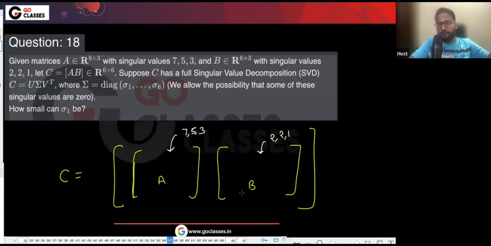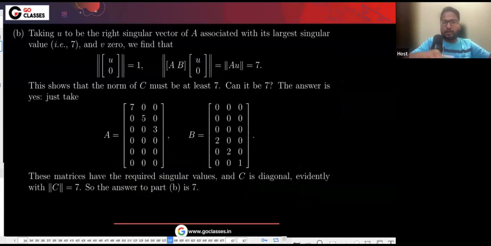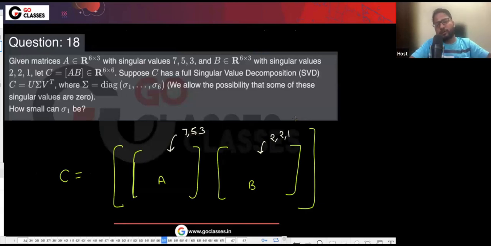What is sigma 1? Sigma 1 is the first singular value, right? Did anyone solve that question? Let's see how they have solved this question. Taking u to be the right singular vector of A associated with the largest singular value 7, and v a vector with length 1, we find that this shows the norm of C must be at least 7. Can it be 7? The answer is yes. Just take the singular value of C. So they're asking the smallest possible value of sigma 1.